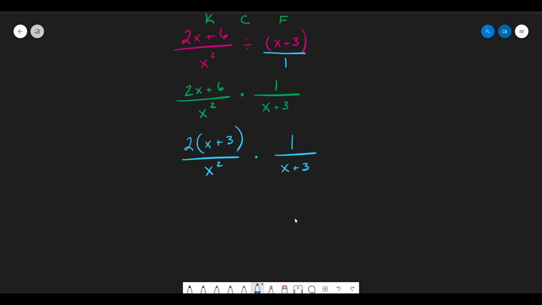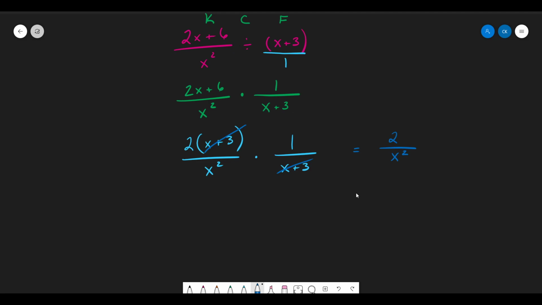And now I get to cancel things. I see an x plus 3 and an x plus 3. They cancel out. I have nothing else that cancels on both top and bottom. So I'm left with just a 2 on top, or 2 times 1, which is 2. And on bottom, I'm left with just an x squared. So my answer would be 2 over x squared.